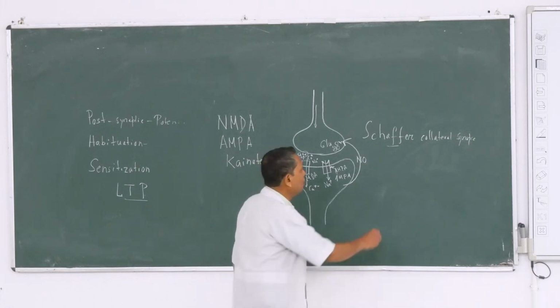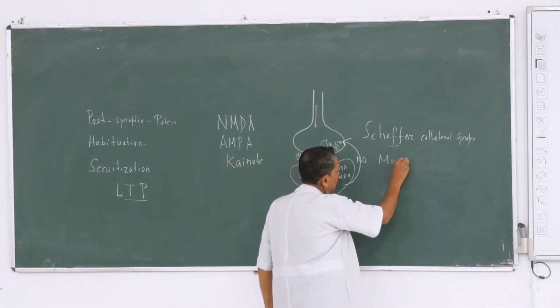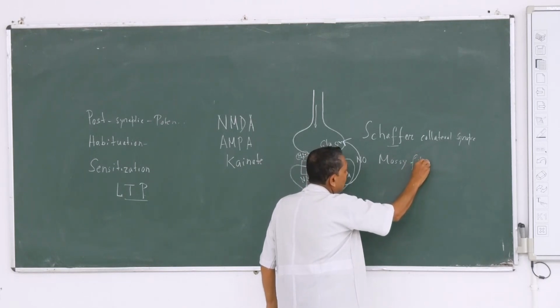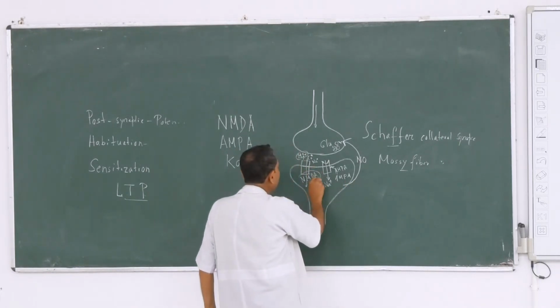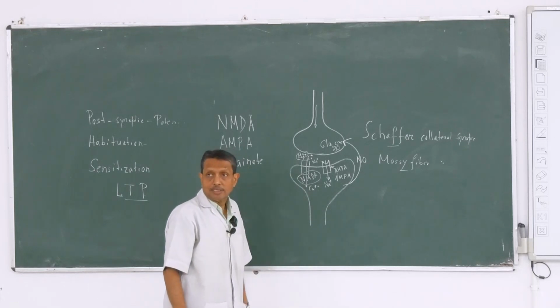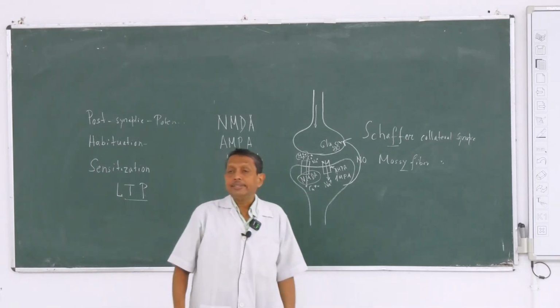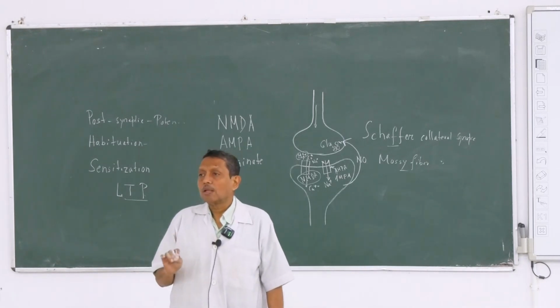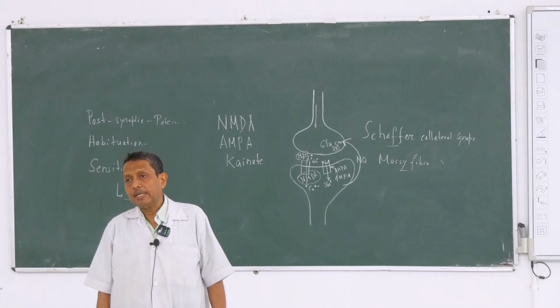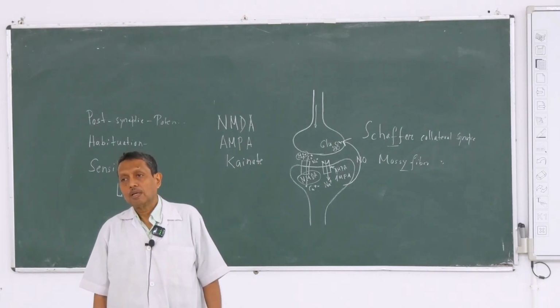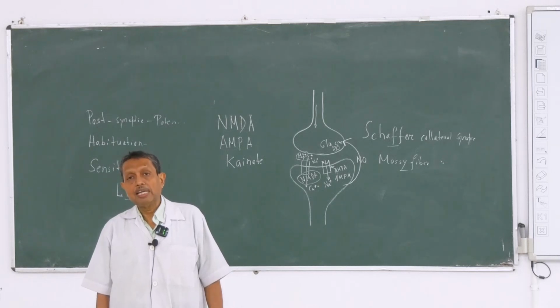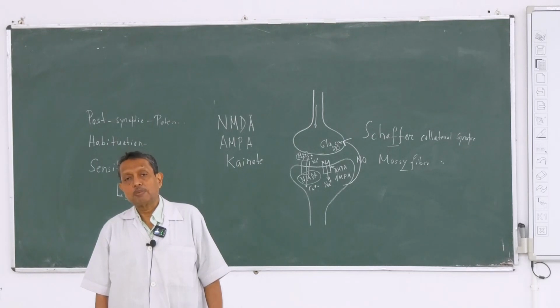And in mossy fiber collateral in the hippocampus, it is not NMDA dependent. In mossy fiber collaterals, glutamate acts, but not in the same manner. It is not through NMDA receptors. It probably acts by a cyclic AMP mechanism, similar to presynaptic facilitation, through other receptors, but it is not NMDA dependent.